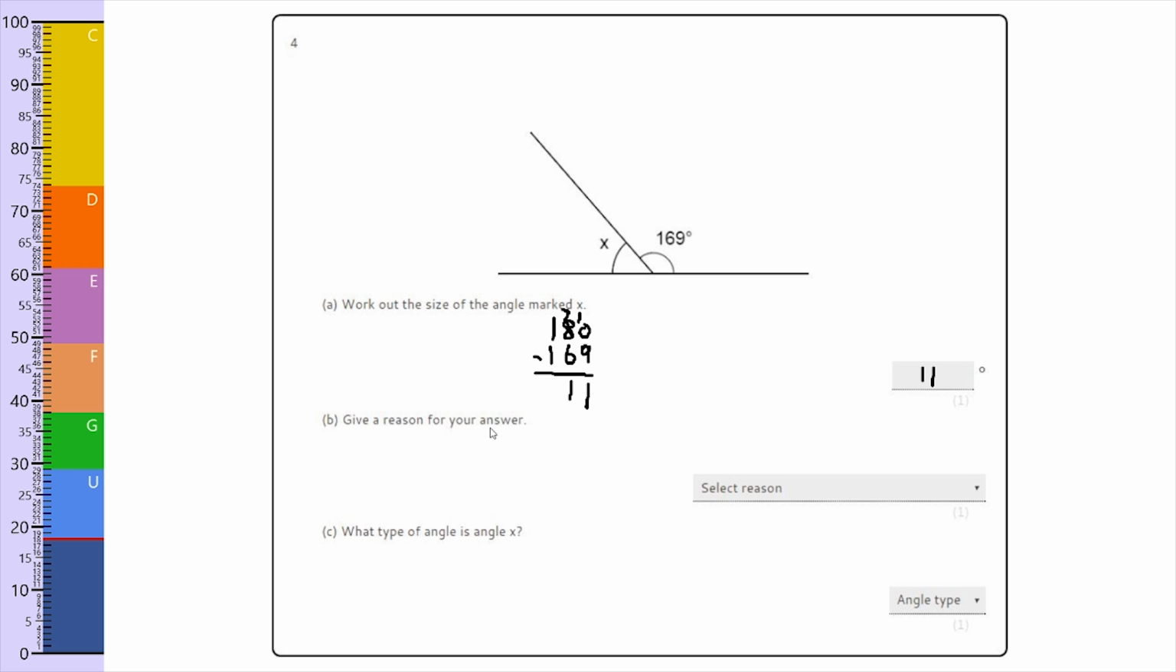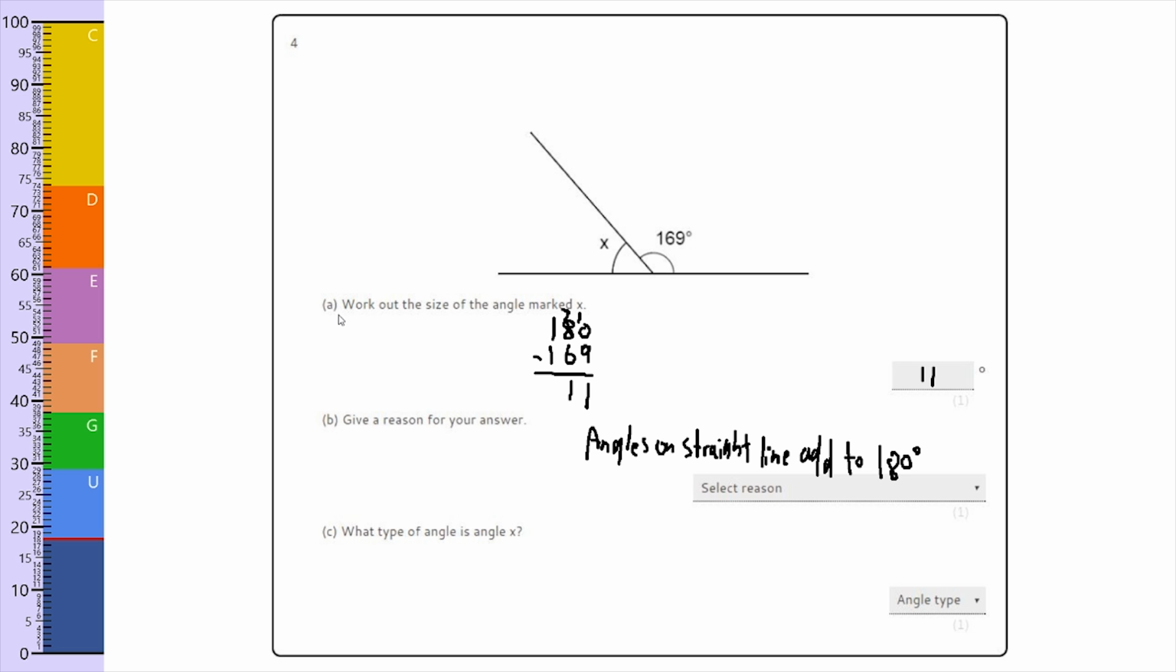Give a reason for your answer, and I would just write angles on a straight line add to 180 degrees.